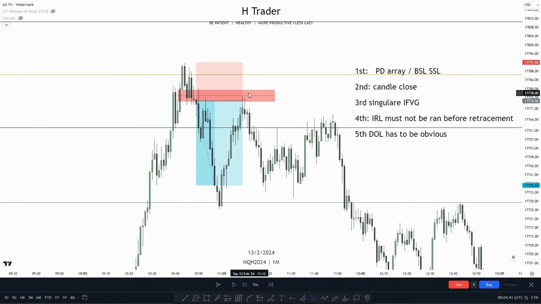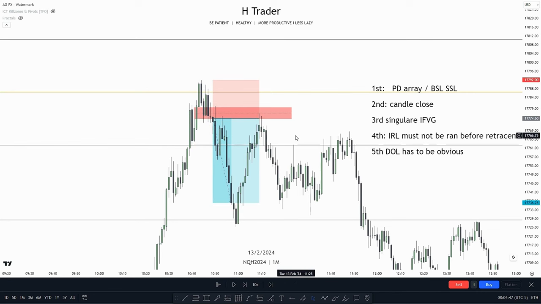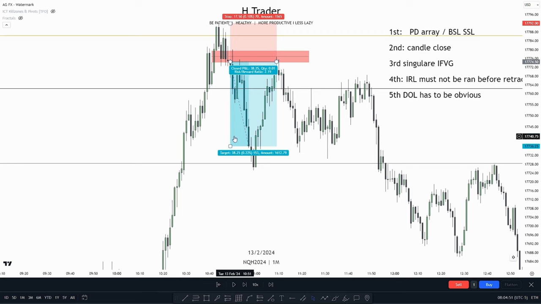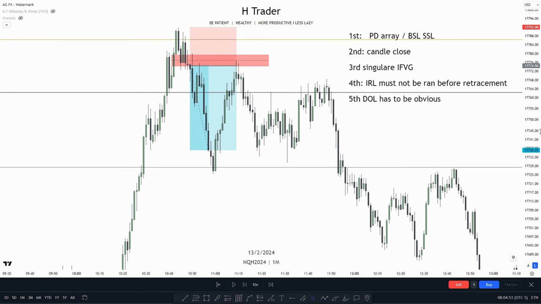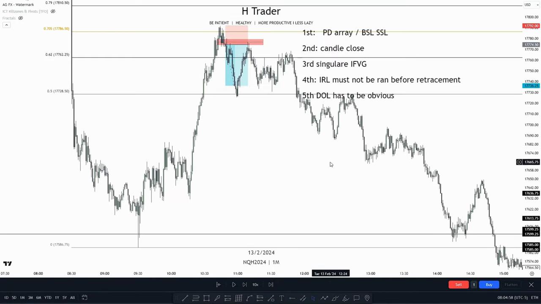So if we just go back to the inversion value gap, we can see that price respected this two times, also at the consequent encroachment, and that the intermediate term low being our draw on liquidity would have worked for this case. And we also see we could have held the trade entry all the way down to the relative equal lows if we wanted to.